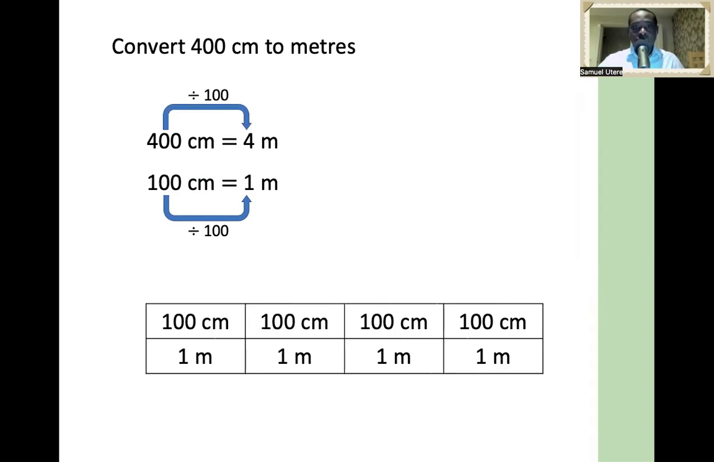Okay, let's look at another one. Another way of thinking about it is to draw our bar model. We can say, okay, we know that 100 centimeter is equal to 1 meter, and I need 4 lots of them to make 400. And you can see right there, we have 4 meters because we have 4 lots of 1.